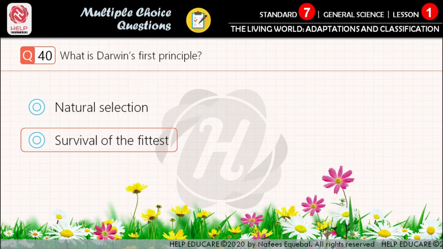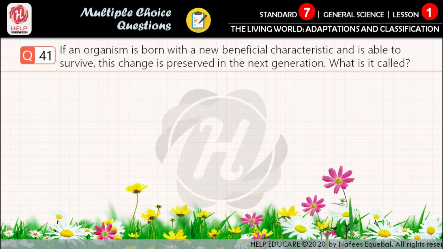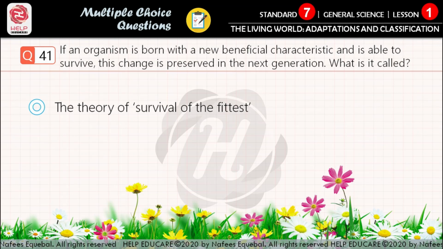Correct answer is survival of the fittest. Question number 41. If an organism is born with a new beneficial characteristic and is able to survive, this change is preserved in the next generation. What is it called? First option, the theory of survival of the fittest. Second option, the theory of natural selection.